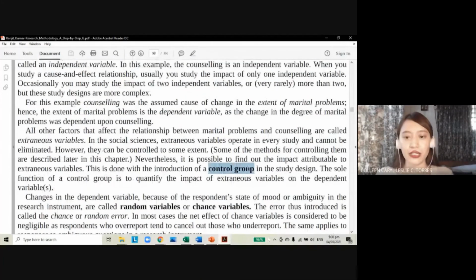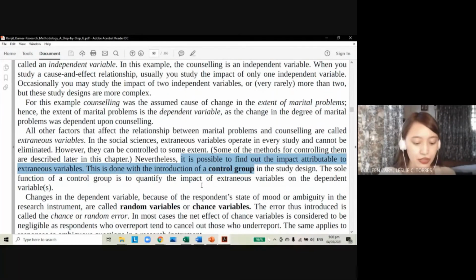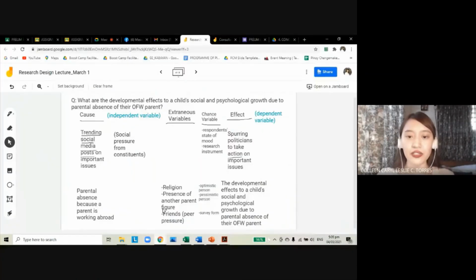All right. Now, it is possible to find out the impact attributable to extraneous variables. This is done with the introduction of a control group in the design. Now, basically, looking at extraneous variables. Okay, in social science research, it's often impossible to negate these effects altogether in a study.